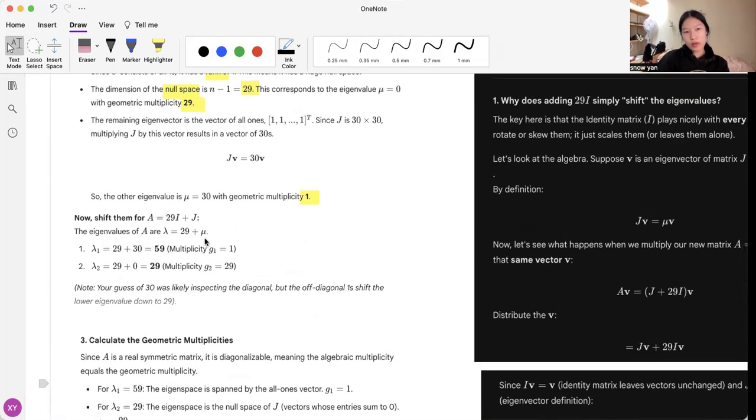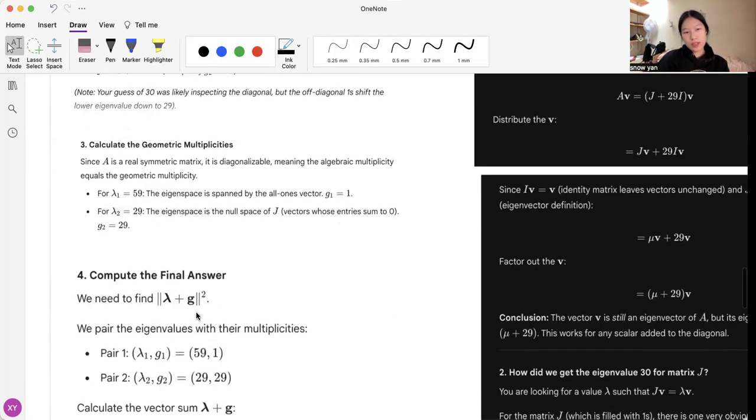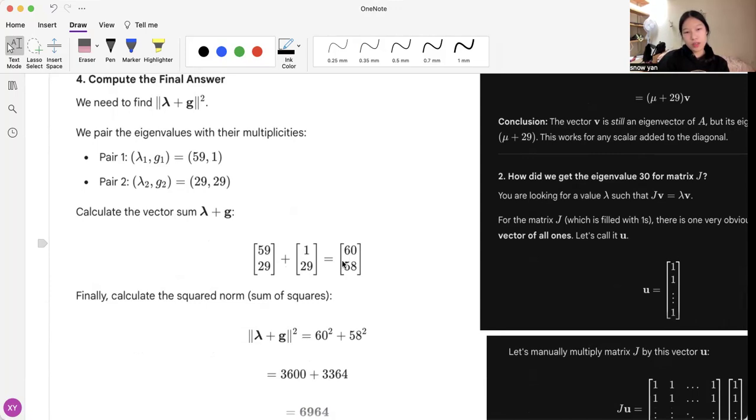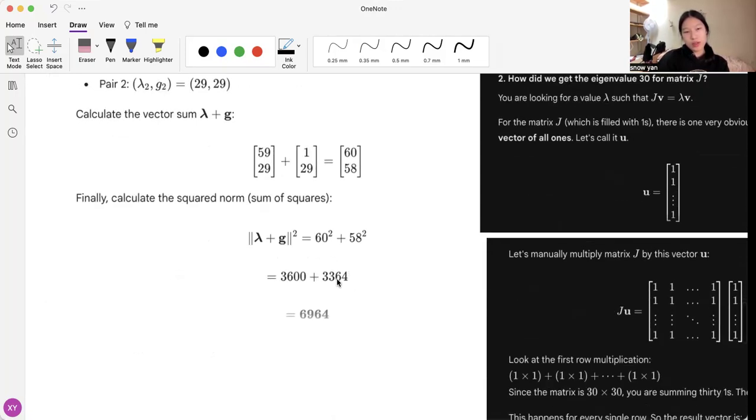So once we get 0 and 30, we just plug it back into the 29 shift. Then we get 59 and 29 as earlier, with 29 repeated 29 times and 59 repeated once. So that's the geometric multiplicity. Then we do lambda plus g, and square it. So we get 59 plus 1 is 60, 29 plus 29 is 58. Squaring the two, we get 6964.